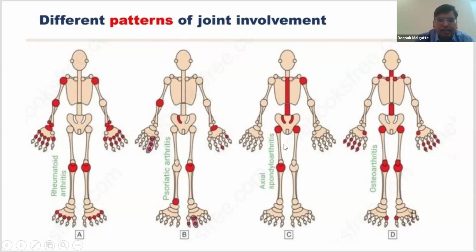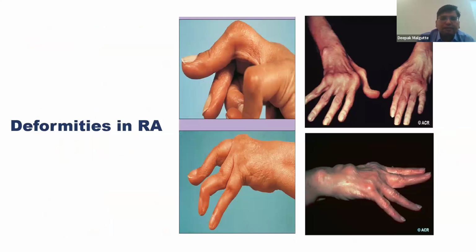Whereas in spondyloarthritis, it is the involvement of the SI joint and axial skeleton, and sometimes they can have a predominant large joint involvement of the lower limb, in an asymmetric fashion. And in osteoarthritis, the hand joint involvement involves the PIP and DIP, in contrast to rheumatoid, which involves only the PIP and MCP. So these patterns of joint involvement help us identify what kind of arthritis we are dealing with.